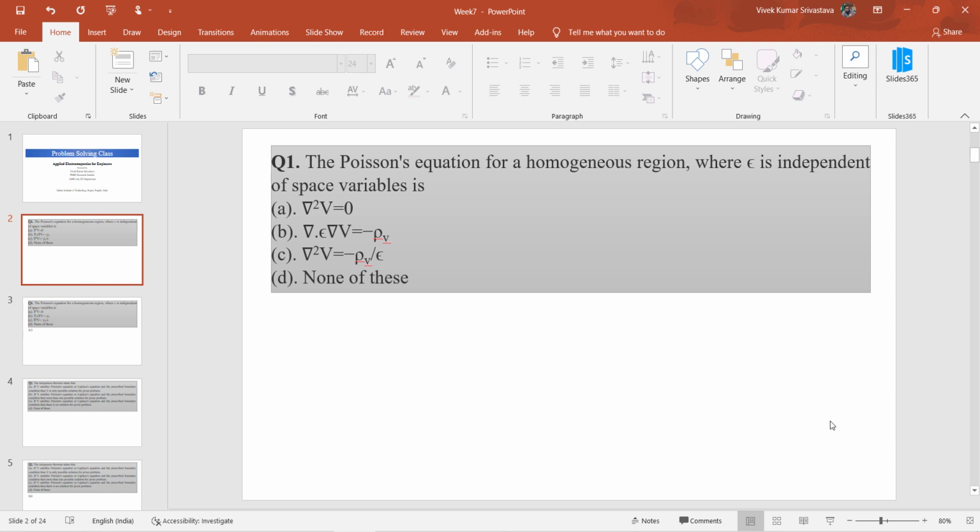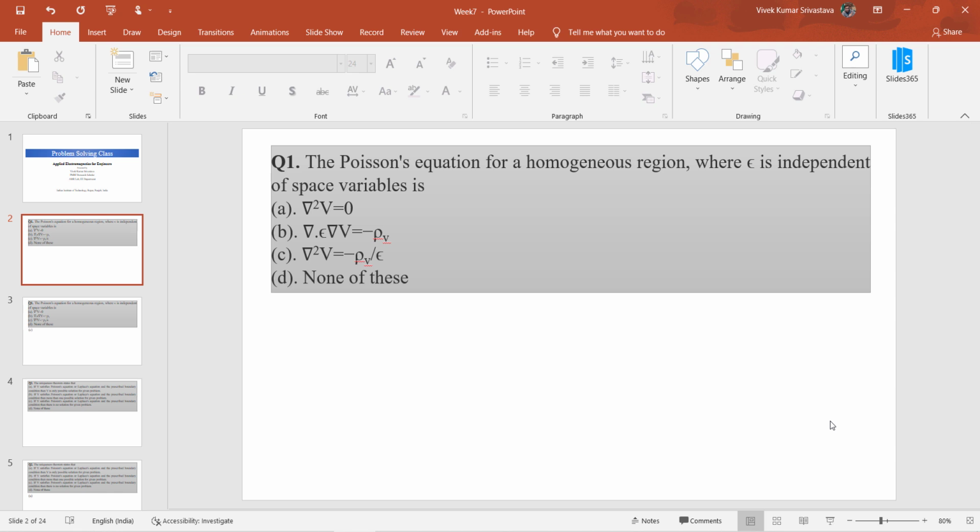The problem states that the Poisson's equation of a homogeneous region where epsilon is independent of the spatial variable is defined as: option A, del square V is equal to 0; option B, del dot epsilon del V is equal to minus rho V; option C, del square V is equal to minus rho V by epsilon; and option D is none of the above.